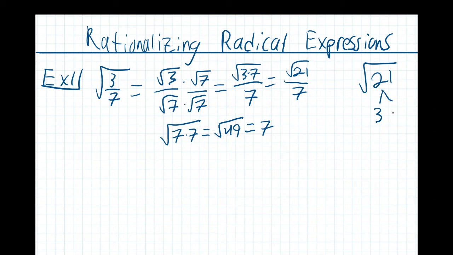So the square root of 21, well, that only breaks down into 3 and 7. Both of those are prime, and there are no pair of numbers in here, so there's nothing we can move out in front of our square root there. So the square root of 21 over 7 is your final answer. So let's take a look now at another example.